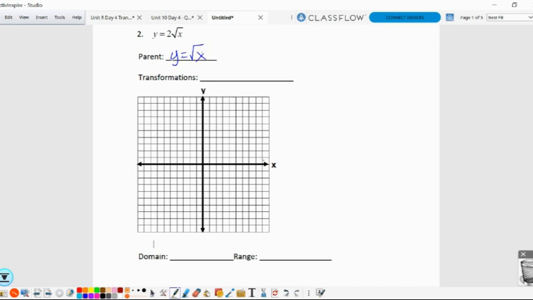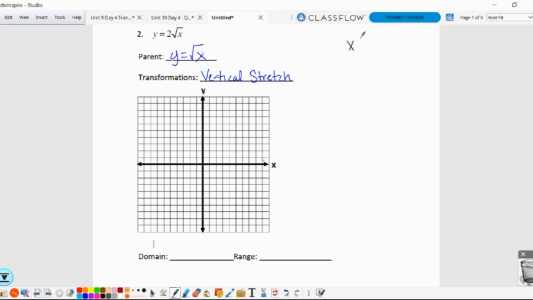The only thing we've done to that graph is to put a 2 in front. It is multiplying. It is on the outside, so that makes it a vertical stretch. All of our y values are going to be larger. So we can do that with points, or we can do that with a table of values.